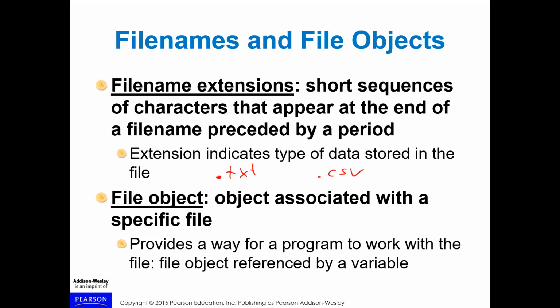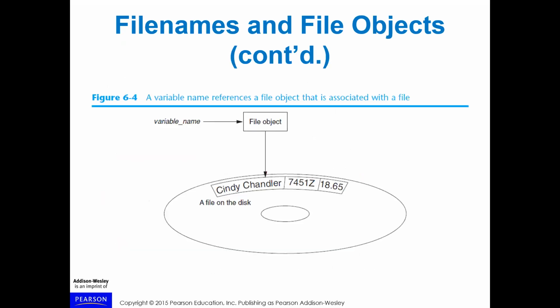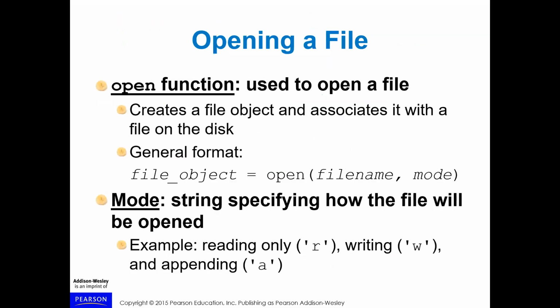Now, for you to reference a file in a program, you have to create an object. You will see that it's pretty straightforward. You just create a variable basically in the program, and the variable becomes a reference to that file. It's an object associated with a specific file, and it provides a way for a program to work with the file. Okay, so it provides a way for a program to work with a file. The file object is referenced by a variable, as I said. Okay, and then they keep showing this graph. Whatever.